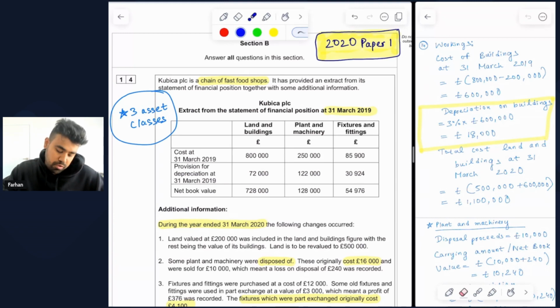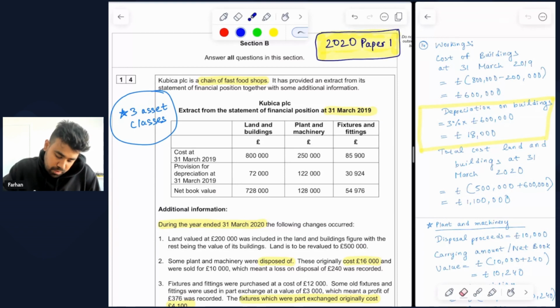There were no disposals for land and buildings during the year, and therefore the total depreciation that we have for land and buildings combined at 31 March 2020 is just 72,000 plus 18,000, which is £90,000. Okay. And on that basis, the net book value at the end of 31 March 2020 was easily calculated by taking the total cost and subtracting the total depreciation of 90,000. And we get £1,010,000. Okay. What about the plant and machinery section?